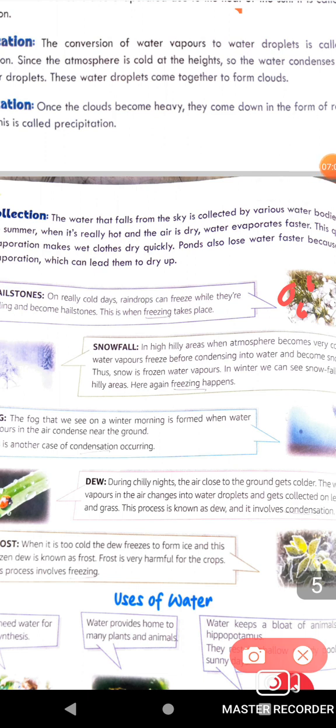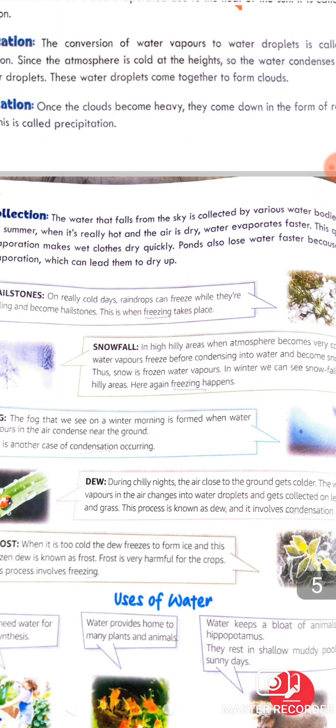Here the raindrops, which are in liquid form, freeze into small balls of ice which are called hailstones. So because of the process of freezing, hailstones are formed, in which raindrops are converted into small balls of ice, and it occurs where the temperature is very cold.